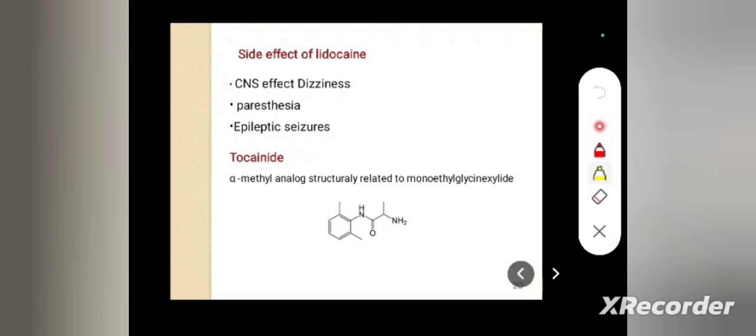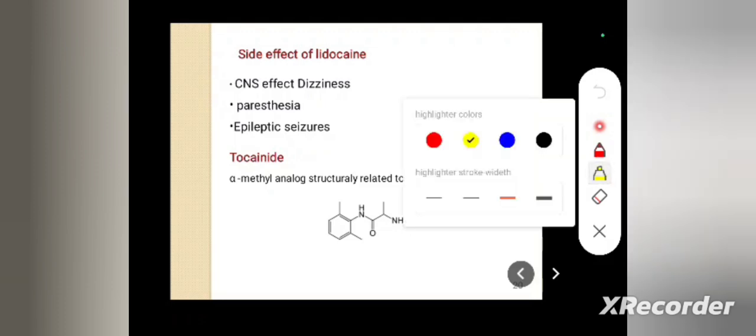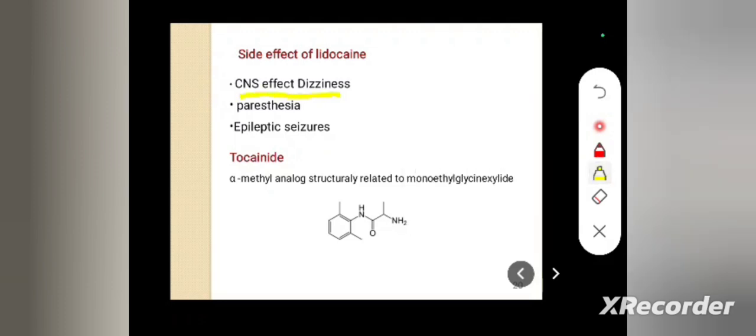Then next, what are the side effects of lidocaine? CNS effects, dizziness, paresthesia, epileptic seizures. So these are the side effects of lidocaine. Remember this.